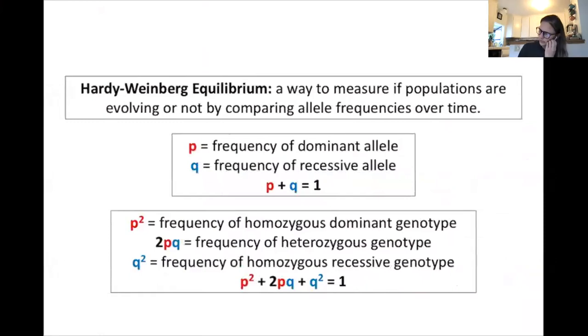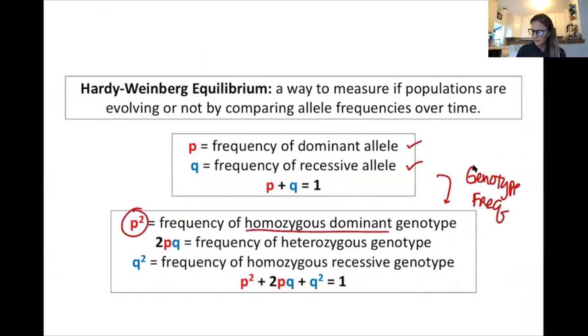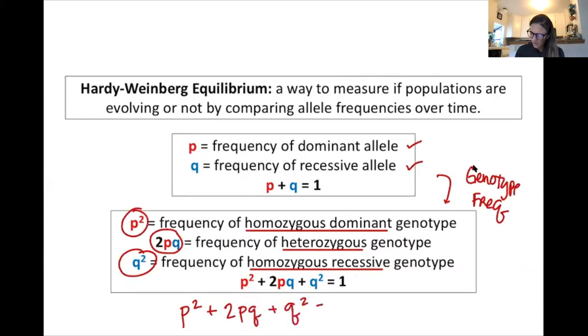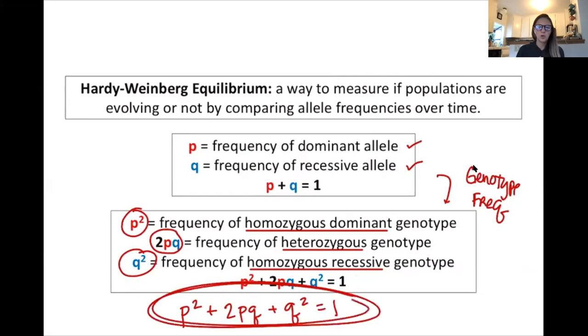So the Hardy-Weinberg equilibrium allows us a way to measure if populations are evolving or not by comparing allele frequencies over time. We have to know the frequency of our dominant allele and the frequency of our recessive allele. Then this allows us to predict genotype frequencies, using p squared for the homozygous dominant, 2pq for the heterozygous, and q squared for the homozygous recessive, in the equation p squared plus 2pq plus q squared equals 1. So this is the big equation that we're going to be using.